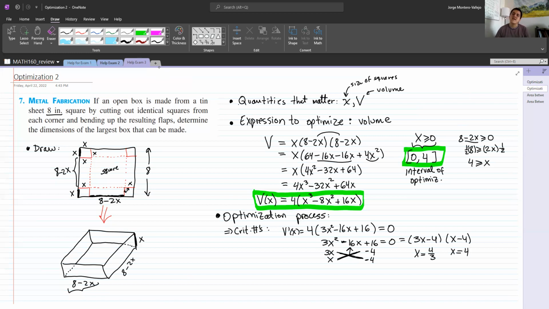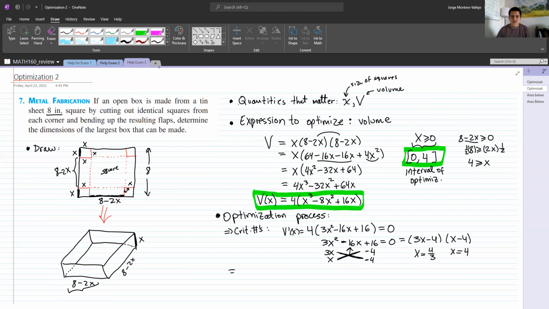Are they both in the interval of optimization? Well, 4 is exactly the endpoint, right? So yes, it is, because the interval of optimization includes 4. So 4 is in there. 4 divided by 3, what is it? It's slightly bigger than 1, right? 1.33333, so that's going to be in the interval of optimization. So this time we get 2 critical numbers, and we keep them both, right?